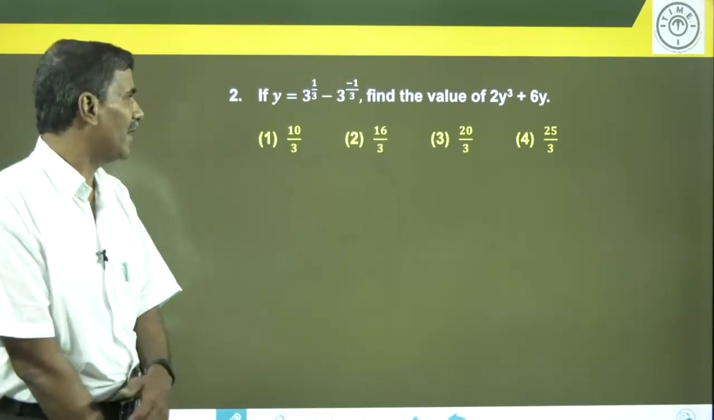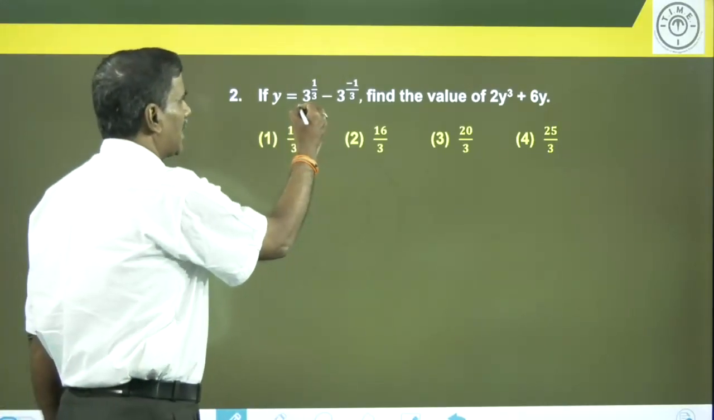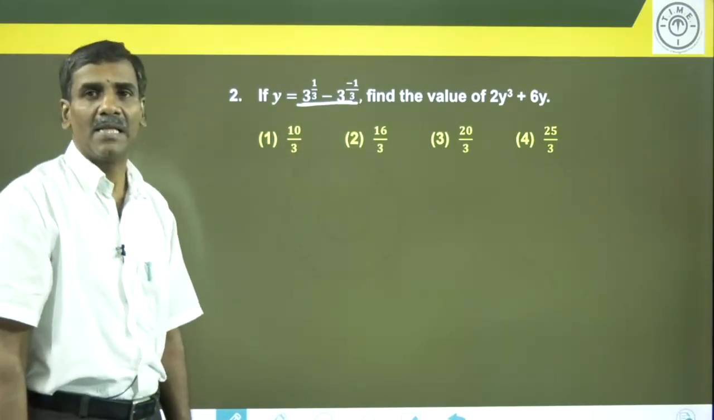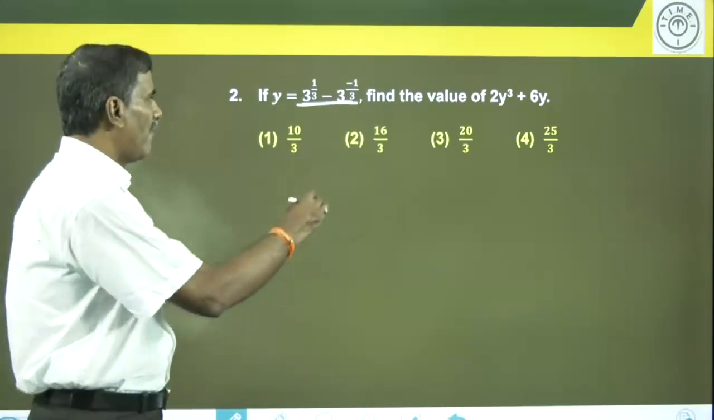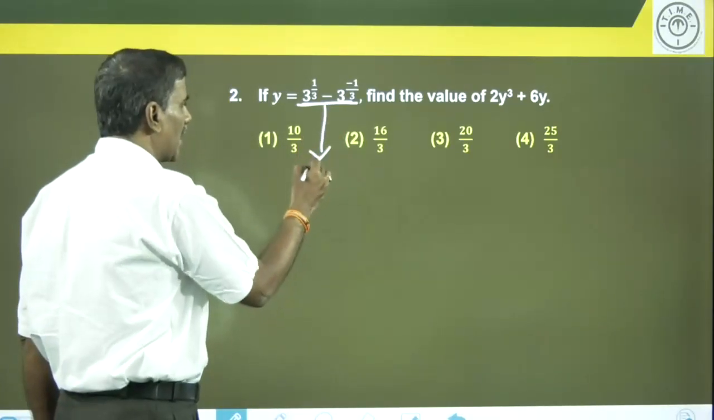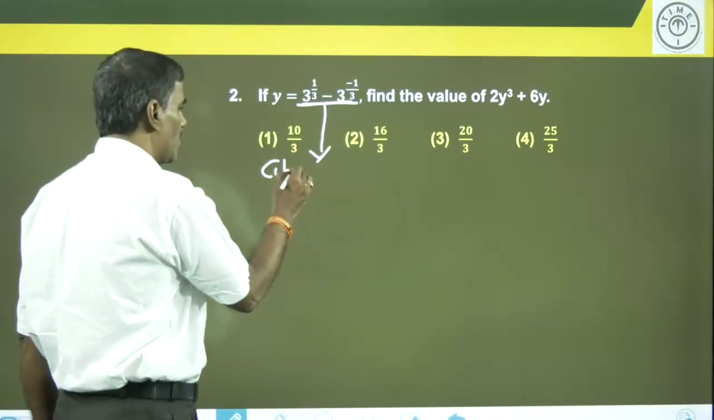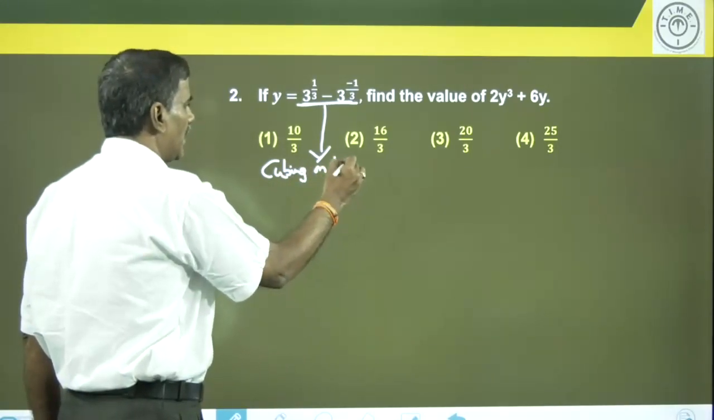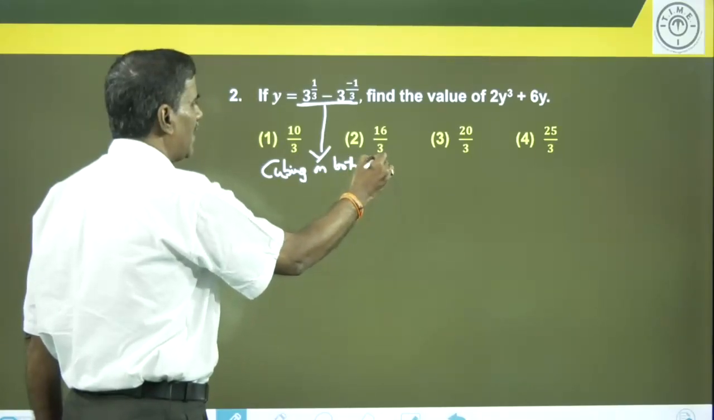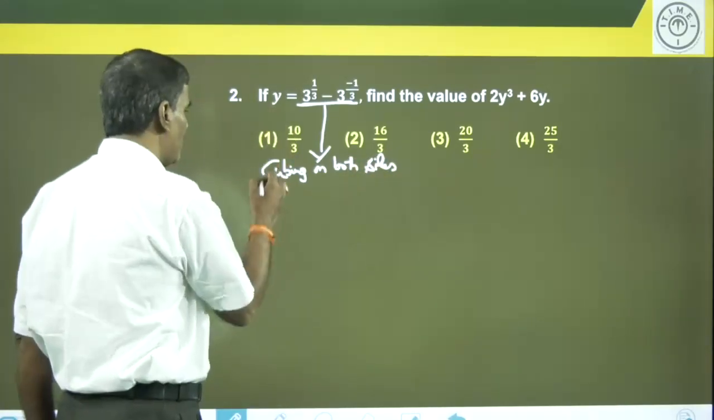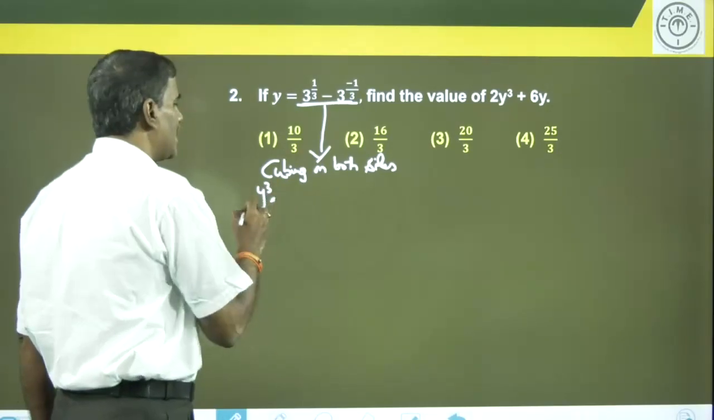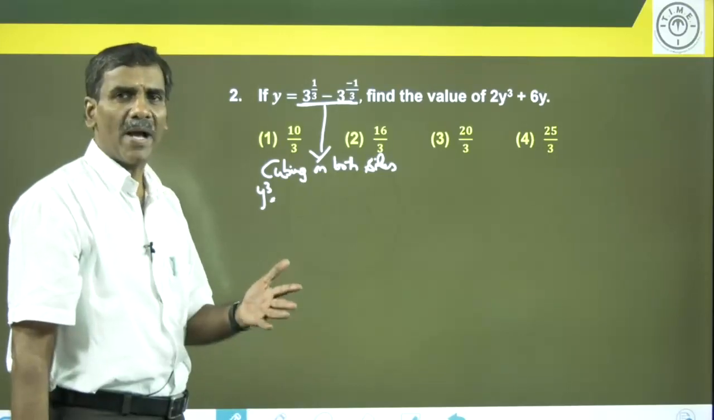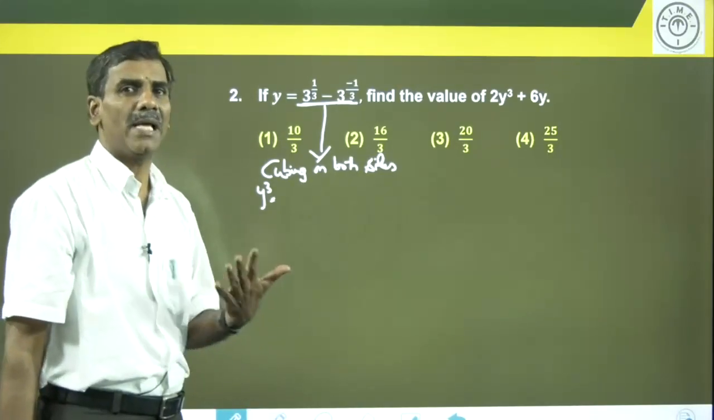If you are observing carefully, this is basically in the form of something like a power 1 by 3 minus a power 1 by 3. So what we will do is, we will cube on both sides here so that it can be simplified further. Cubing on both sides, in the case of left hand side it is basically y cube. But right hand side is in the form of a minus b. So a minus b whole cube will be what? a cube minus b cube minus 3ab into (a minus b).